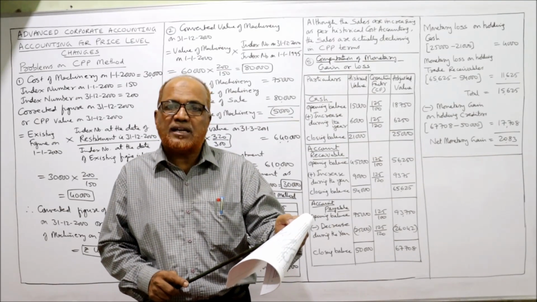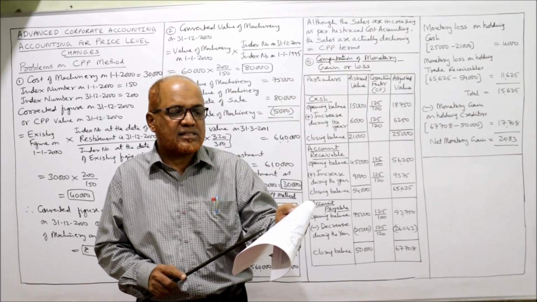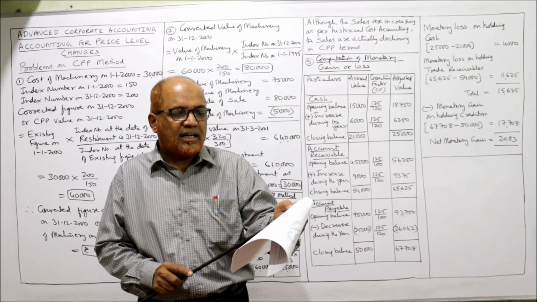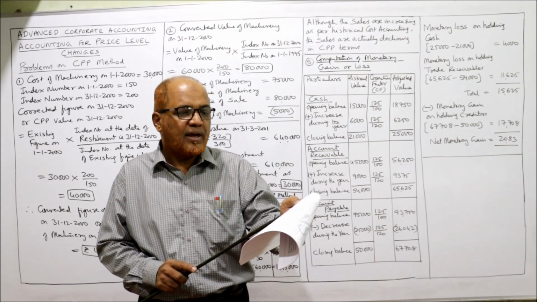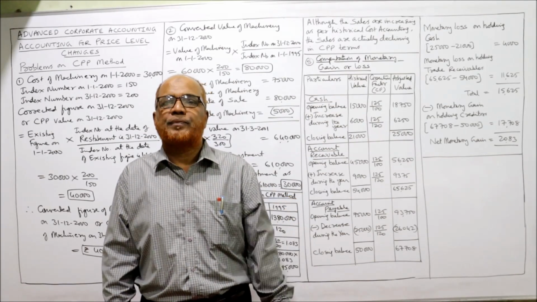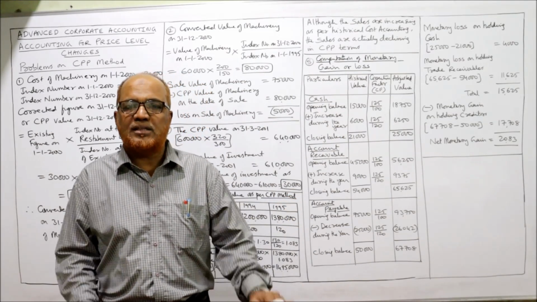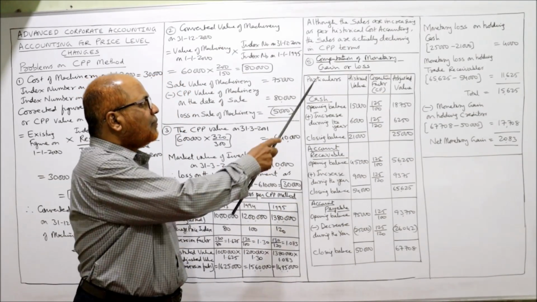Then general price index numbers are given. On 1/4/2009, beginning of the year, index number was 100. And 31st March 2010, end of the year, index is 125. And 2009-2010 average is 120. The average index is 120. This is the information given. Now see carefully, very important problem this one.